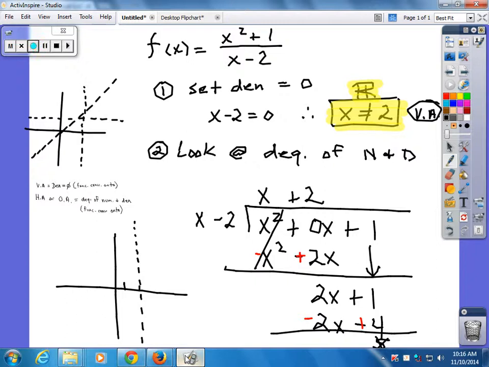x plus 2. Well, do we know what the slope is? 1 over what? 1. And this is a vertical shift of 2. So that means 1, 2, and it's 1 to 1, 1 to 1, 1 to 1. Okay, so there's your vertical and your oblique asymptote.